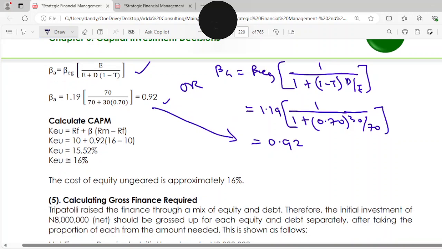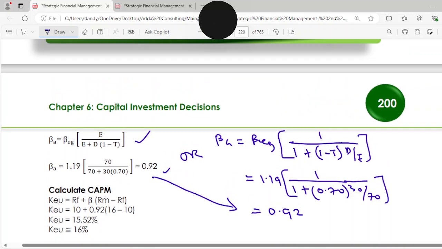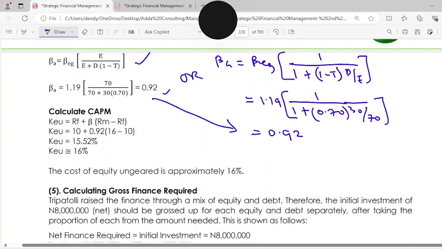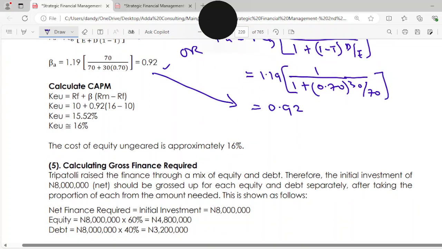Now, so that is that. Now that I've done step 2, step 3 now is to calculate the cost of equity on gear. How do you then calculate the cost of equity on gear? Therefore, of course, just use CAPM. All right. So this is the formula for calculating CAPM. You're already familiar with that. And our final answer is 16%. So the cost of equity on gear is 16%.